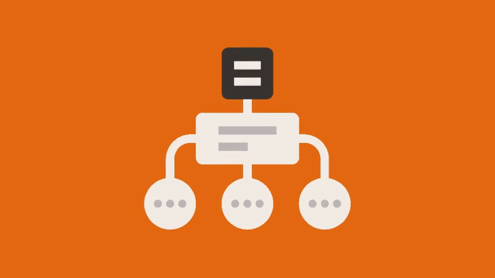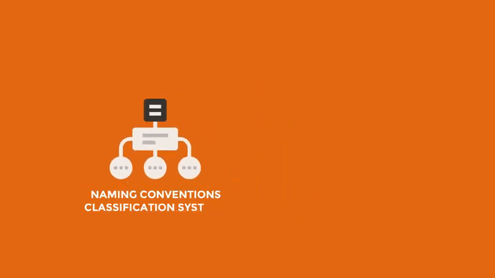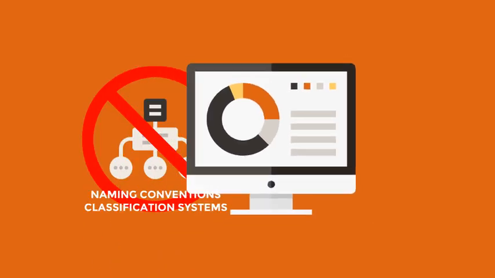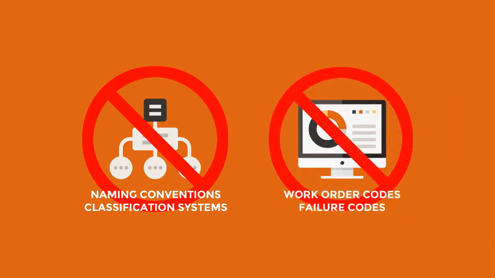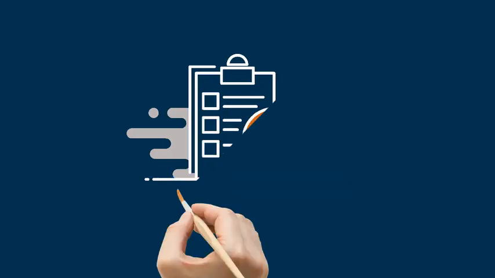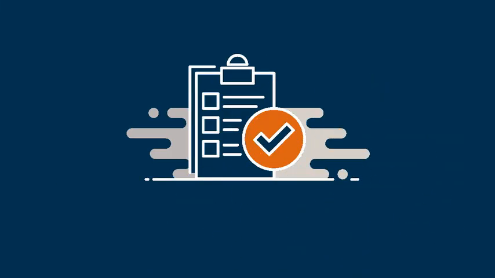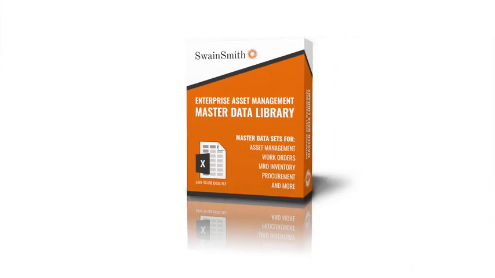They have no standard filing system for naming and classifying records, and no standard reporting codes for tracking key information such as work order priorities and equipment failure reasons. To create high-quality EAM data, you need standards. That's why we created the EAM Master Data Library.